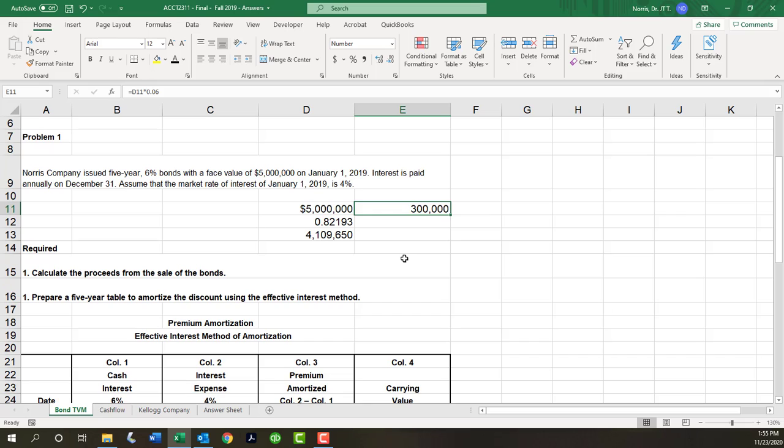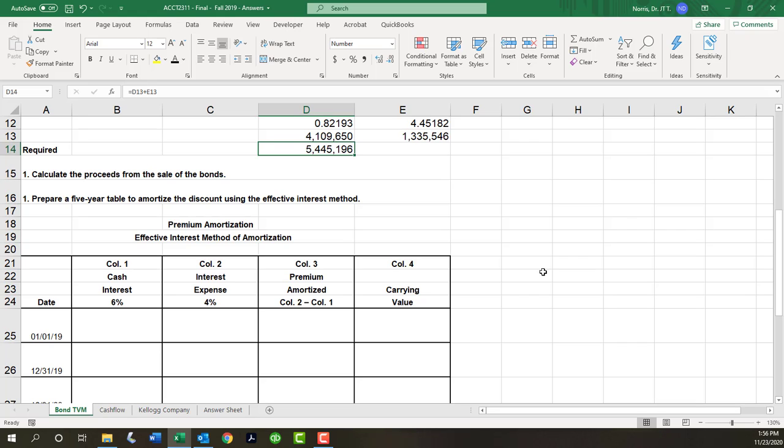The second one is the bond is paying an annual interest payment of 6%. So 6% of $5 million is $300,000. You look in Table B in your appendix for the factor for 5 years at 4%, and you get a factor of 4.45182, a total of $1,335,596. Add those two together, and the selling price of the bond is $5,445,196. That's the carrying value on January 1, 2019.